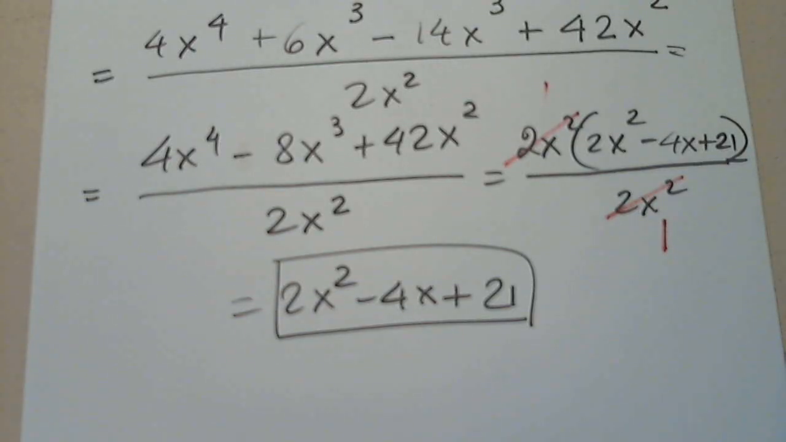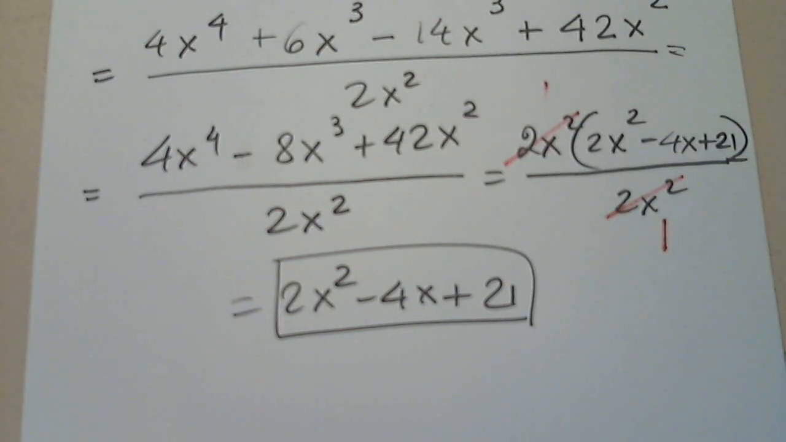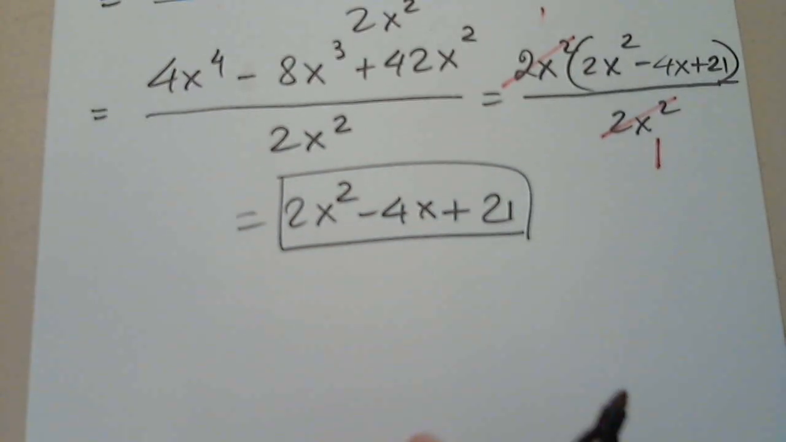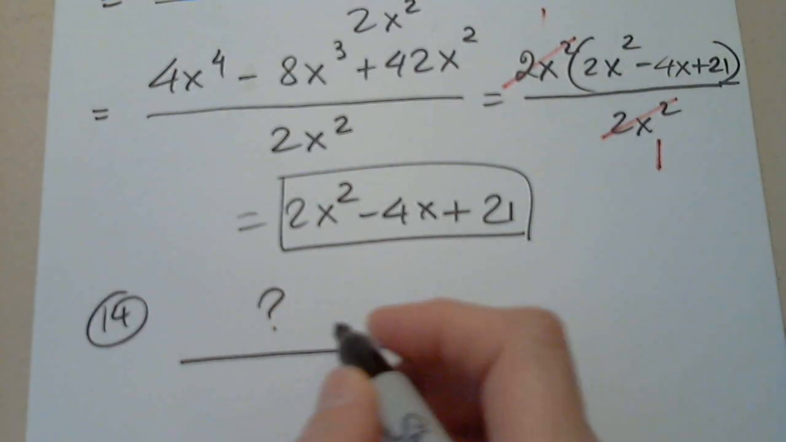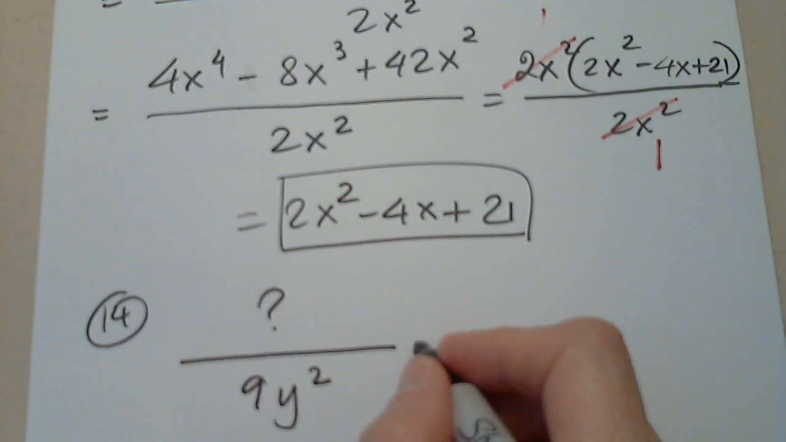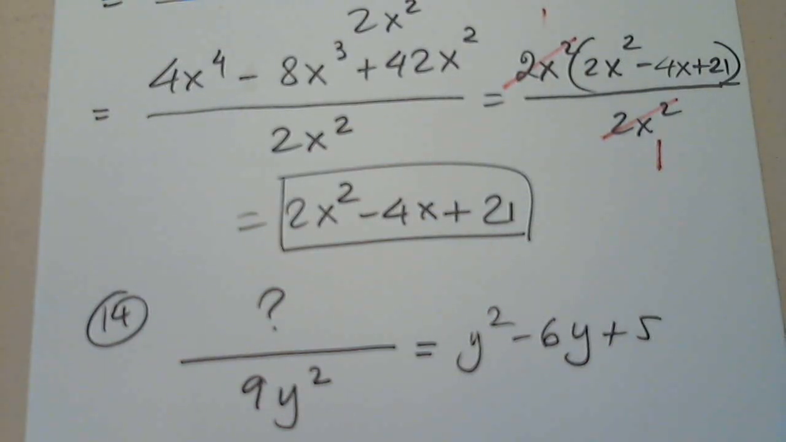Okay, they're giving us puzzles again. Oh my goodness. Okay, puzzles. If you want to work on any of the puzzles, please let me know. What polynomial, when divided by 9y squared, yields this as a quotient? Okay, let's work on one of them. So let's say 14. What polynomial divided by 9y squared gives us y squared minus 6y plus 5?